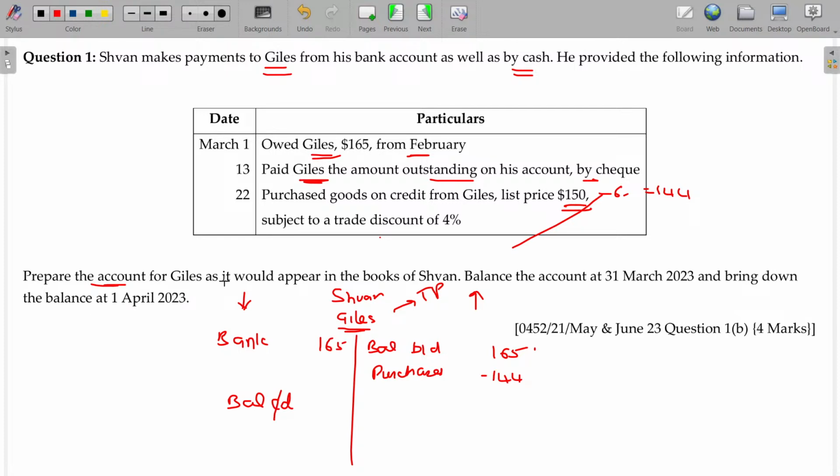Prepare the account for Gillies as it would appear. So you close this to find out the closing balance of Gillies. So 309, and this final balance is 144. Balance brought down, this is 144. So these are the working notes for the incomplete records.